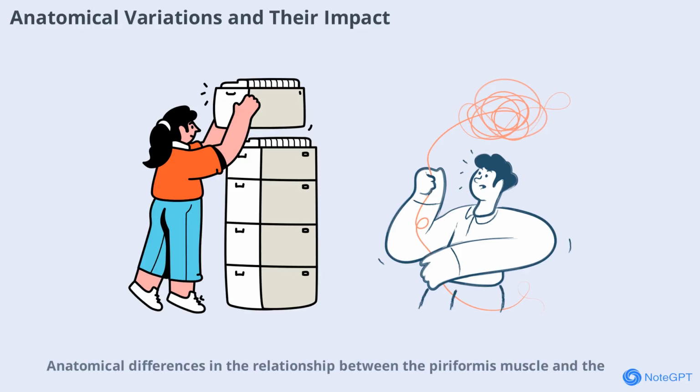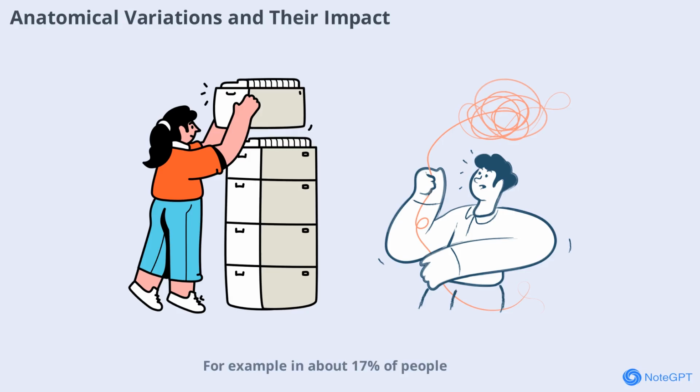Anatomical differences in the relationship between the piriformis muscle and the sciatic nerve can significantly affect the likelihood and presentation of PS. For example, in about 17% of people, the sciatic nerve passes through or above the piriformis muscle, rather than beneath it. These variations can increase the risk of nerve compression and complicate diagnosis. Understanding these differences is crucial for both clinicians and patients, as they can influence both symptoms and treatment strategies.